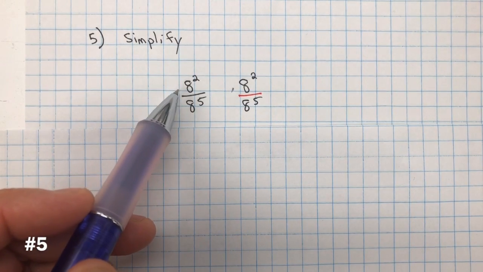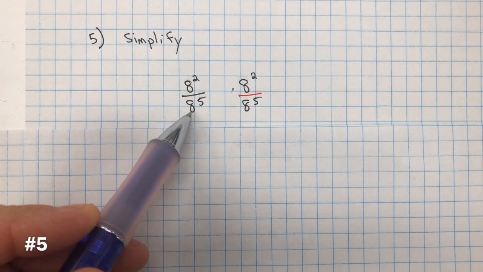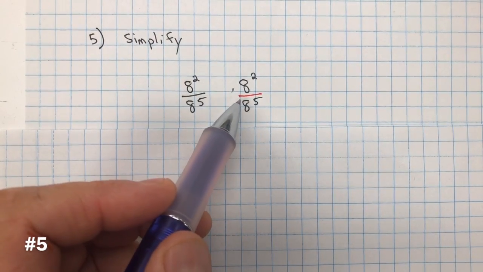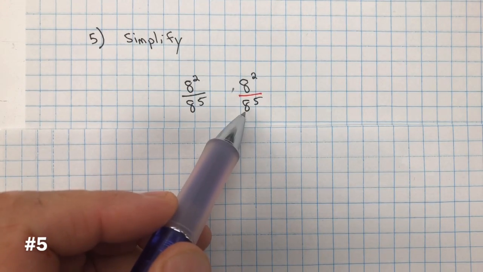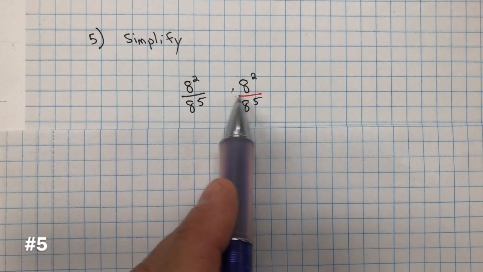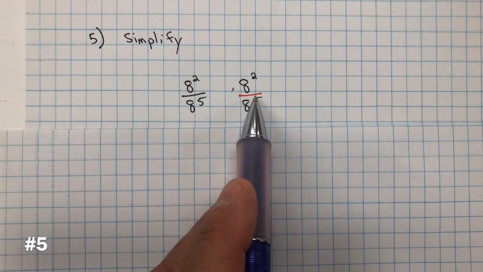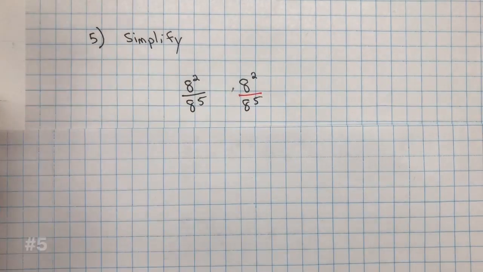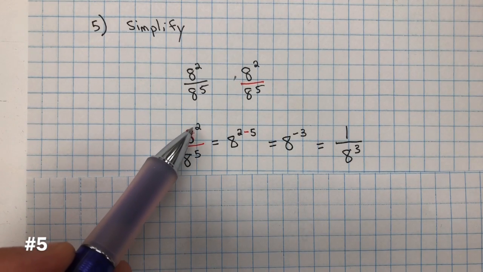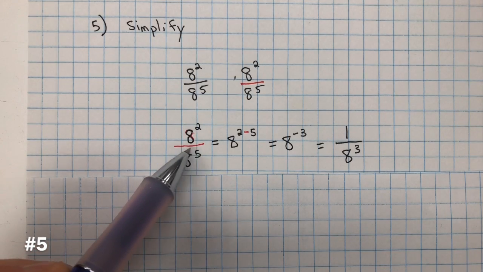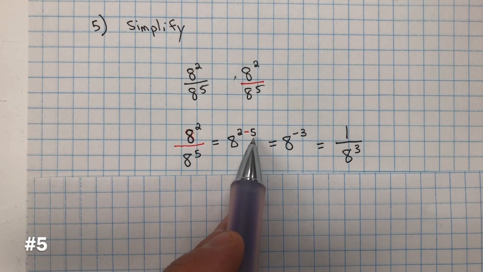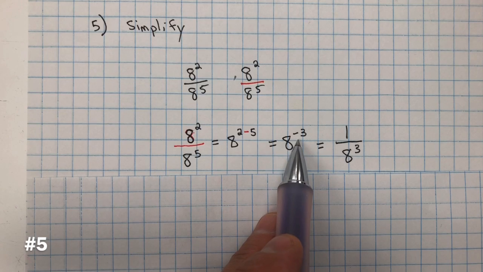For number 5, we need to simplify 8 to the 2nd power divided by 8 to the 5th power. Remember, the rule for dividing integer exponents with the same base is that you keep the base and you subtract the exponents. So I always remind myself that this fraction bar reminds me of a subtraction sign. So here I have 8 is the base, 8 to the 2nd power, so 2 minus 5. I have more negatives than positives, so I know it's going to be a negative. So 2 minus 5 equals negative 3.